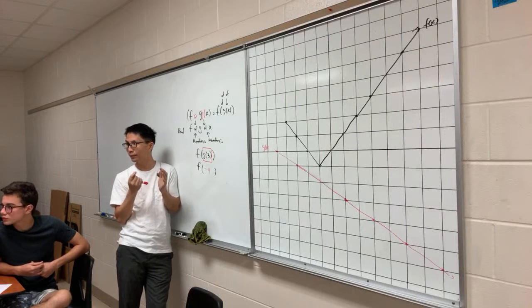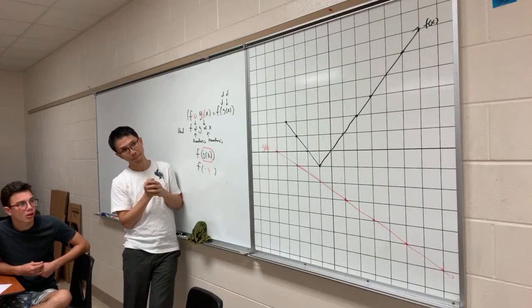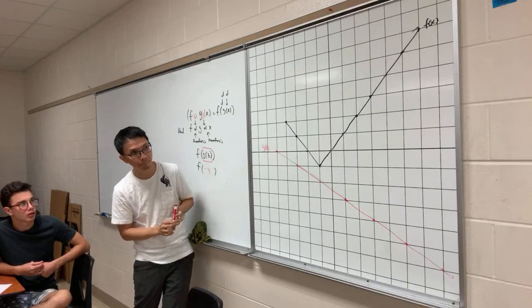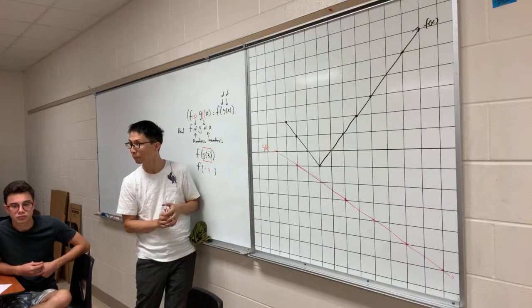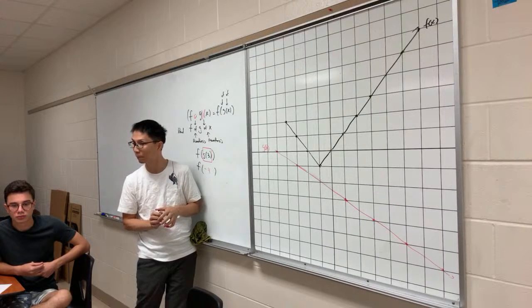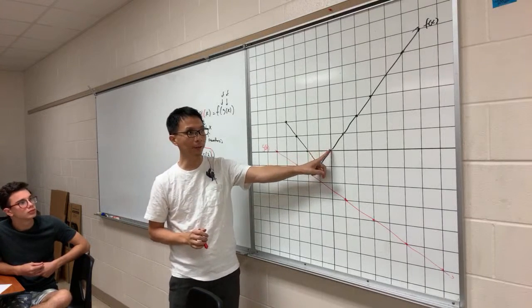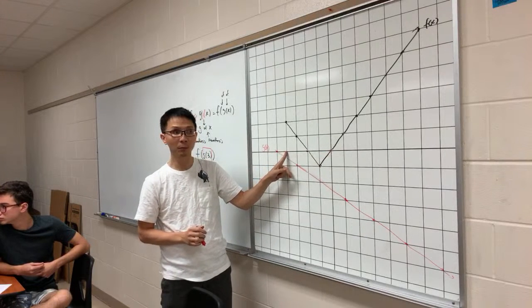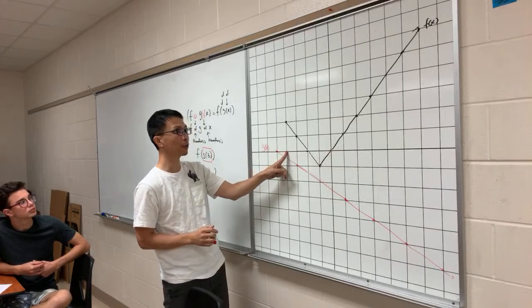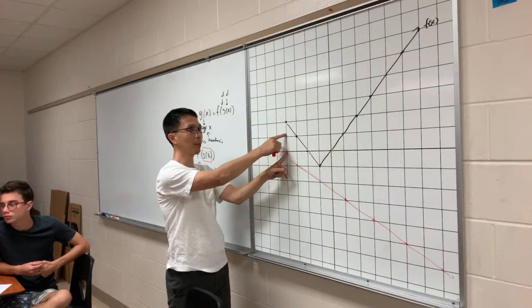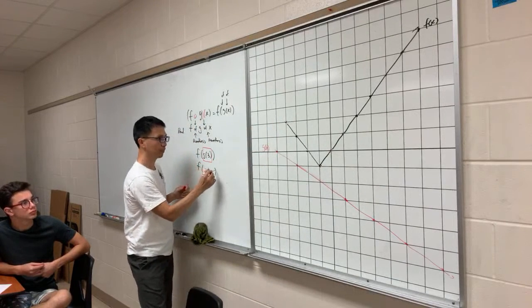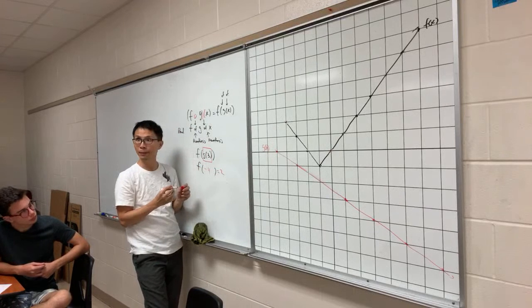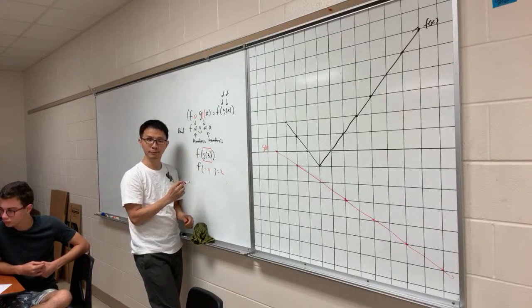Kyle, what's the f of -4 this time? Get out a pencil. This is -4, so x equals -4. But look at the f function. The f function is the black one, so it's going to be 2. Okay? You want to try again?